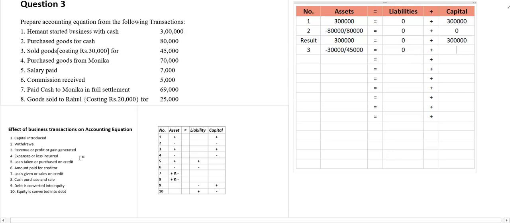Why? We said that anytime if there is any profit, if there is any gain, so it should affect the capital as well.